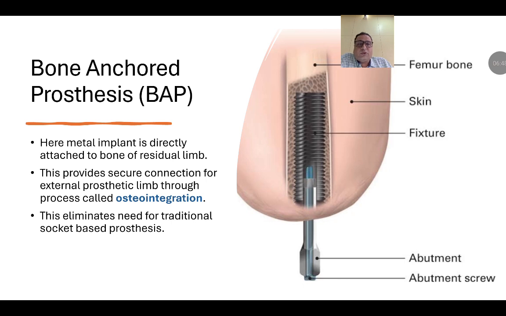Then bone anchored prosthesis. Here the metal implant is directly attached to bone of a residual limb. This provides a secure connection for the external prosthetic limb through a process called osseointegration. This eliminates the need for the traditional socket based prosthesis. Here in case of above knee amputation, you can see the distal femur, and here the prosthesis is directly attached to the bone through a process called osseointegration.